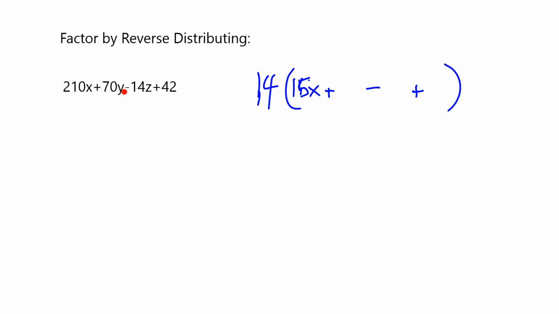Next term, 70y divided by 14 is 5y. 14z divided by 14 is 1z. And 42 divided by 14 is 3.